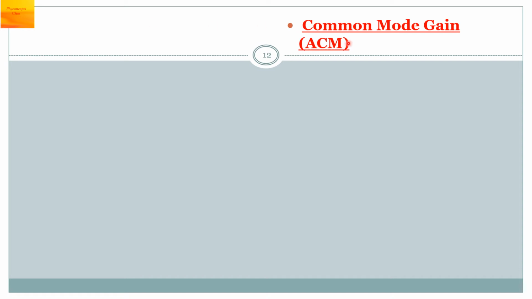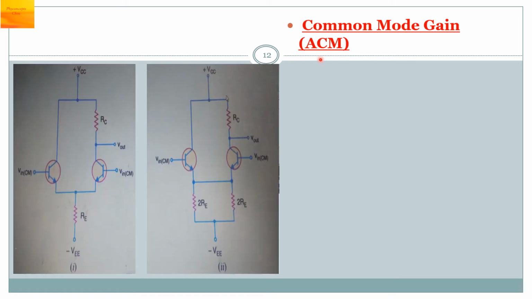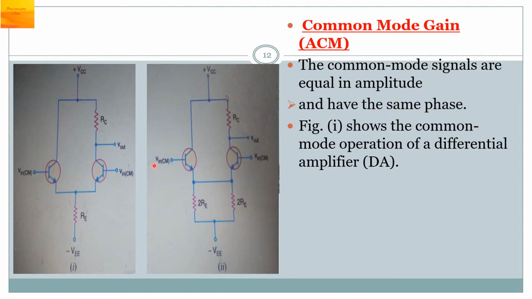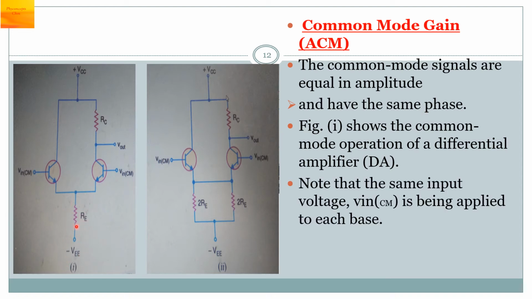Another type of gain in a differential amplifier is the common mode gain, which we will denote as A suffix cm. The common mode signals are equal in amplitude and they have the same phase. This figure shows the common mode operation of a differential amplifier. Note that the same input vin suffix cm is being applied to each base of the transistors.